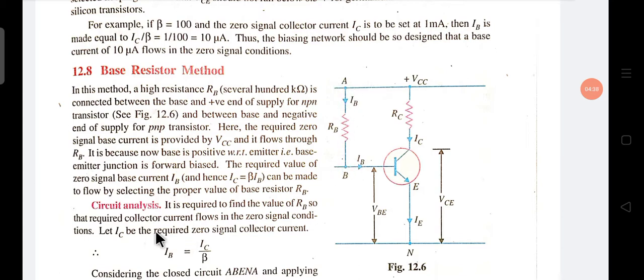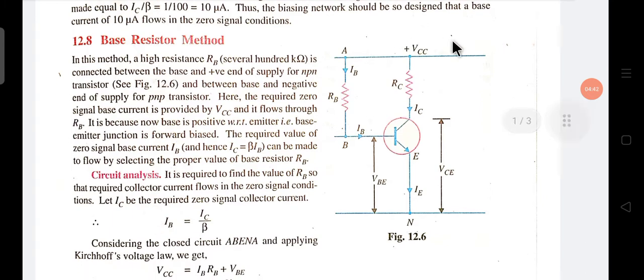Now the circuit analysis. Let's say this is the base resistor method circuit. The analysis requires finding the value of RB so that the required collector current flows in the zero signal condition. Let IC be the required zero signal collector current. We know IB equals IC by beta.